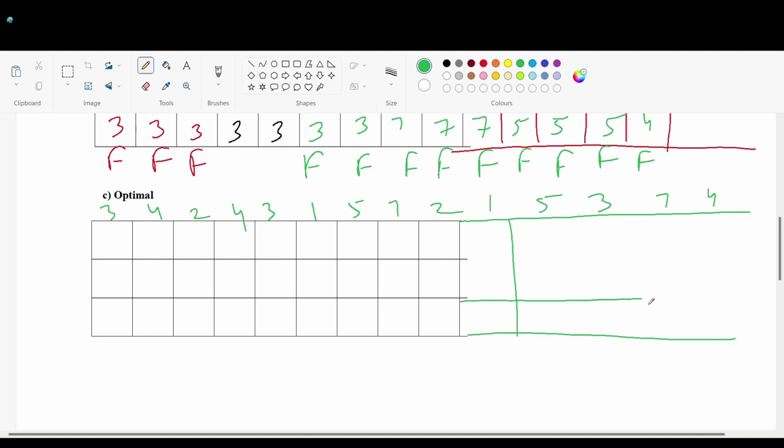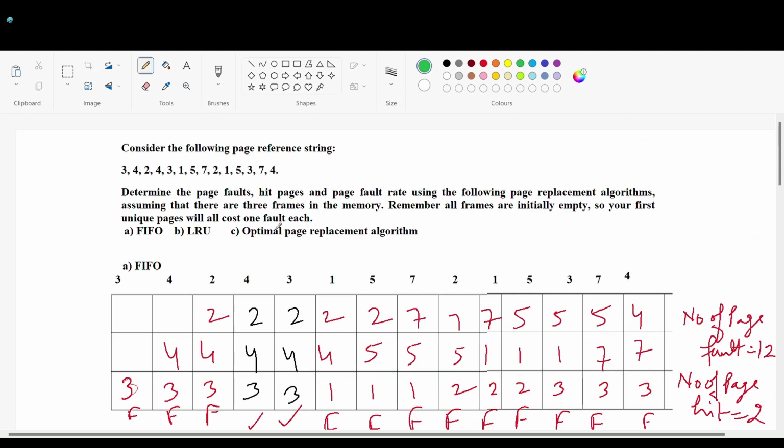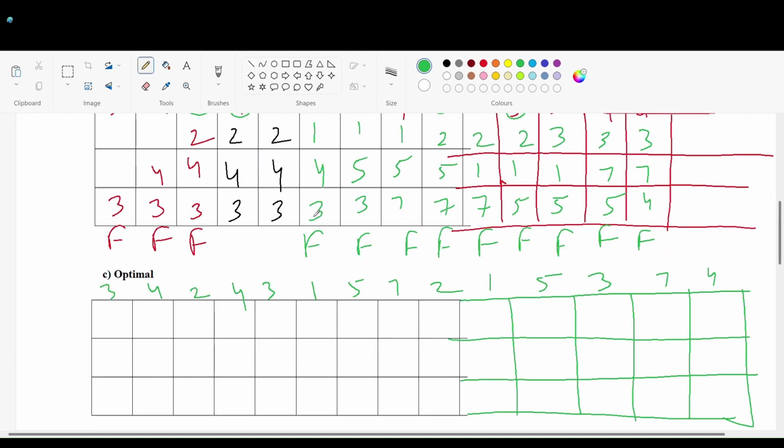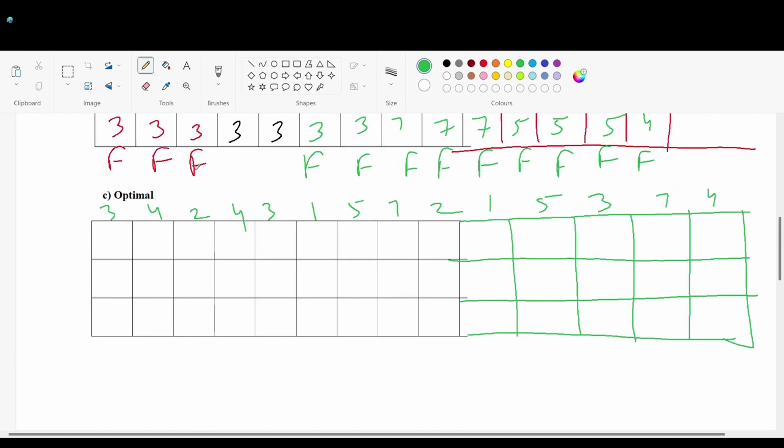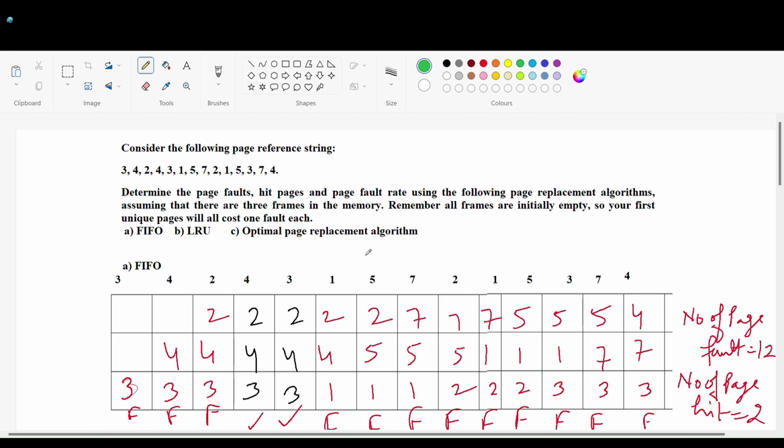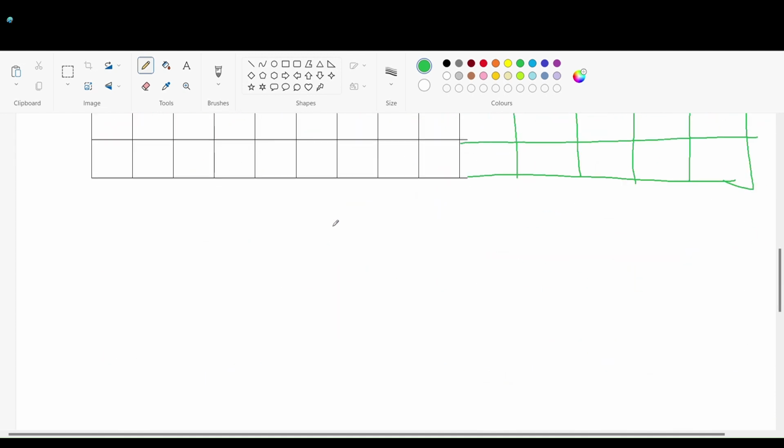Yes. How to calculate? Rows? No, no, no. These are given. 3, 4, 2, 4. These are given. Which row? These rows? Frames are given. Three frames. See? Yeah, 3 frames. Yes. Okay.